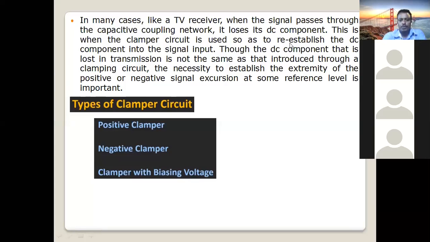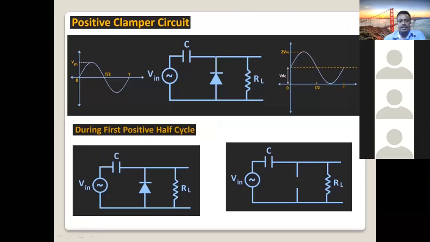Okay, so now let's see first the positive clamper circuit. As I said before, a clamper circuit is constructed from a capacitor, a diode, and a resistor. So we apply our input signal here, and here we get our output signal. This is the input signal applied, and this is the output signal. So this is a positive clamper. This is the N side of the diode, and this is the P side.